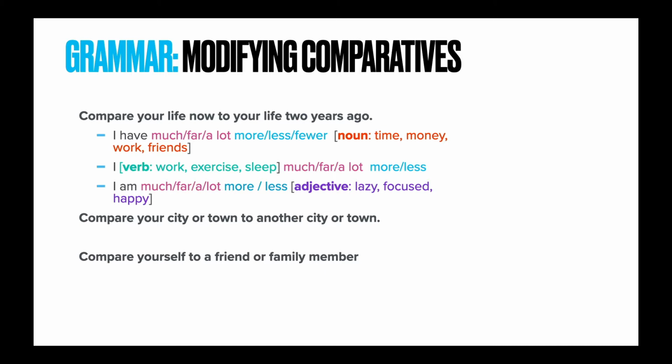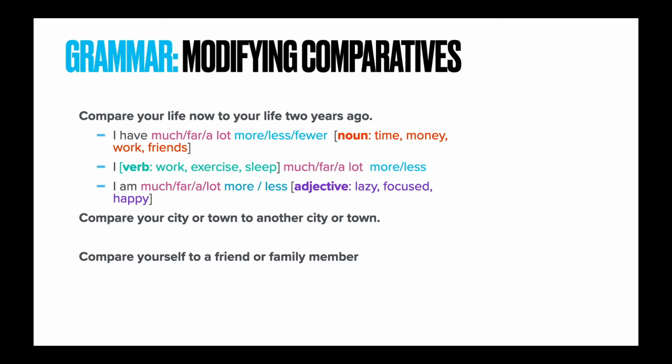In our second example, we use a verb form. So similarly, we would say I work much more or much less. So here the modifiers would come after the verb. And in our third example, we would use an adjective form, like I am much less lazy, or I am a lot happier.